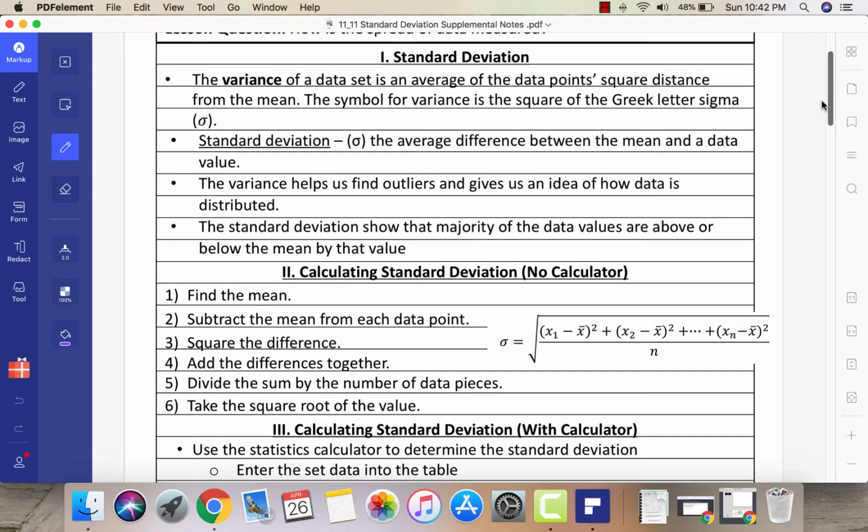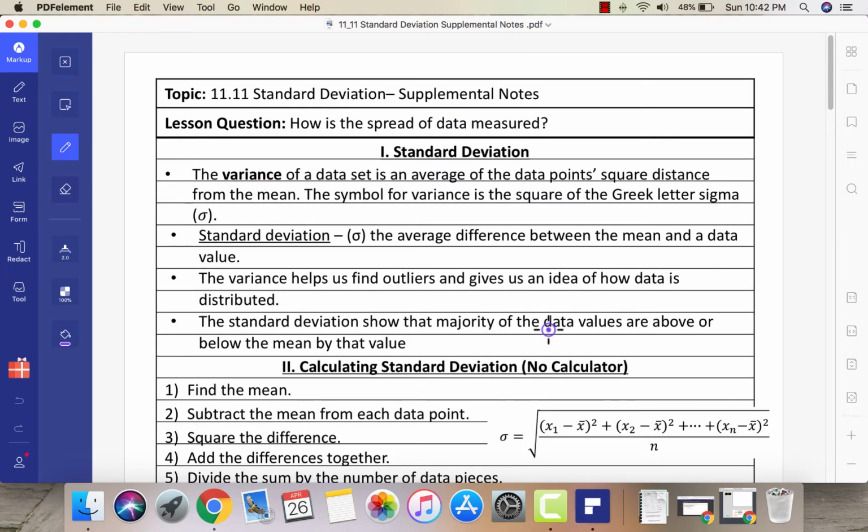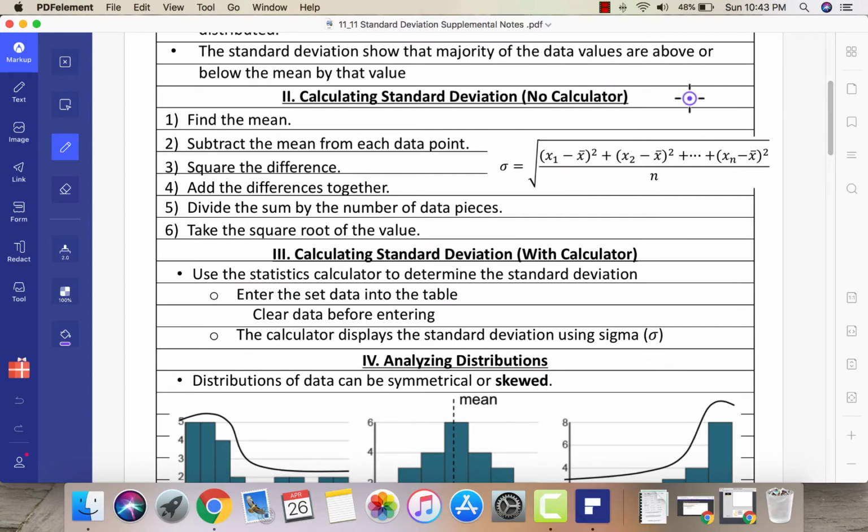So the variance is that number before we square root. And then the standard deviation is the number after we square root.